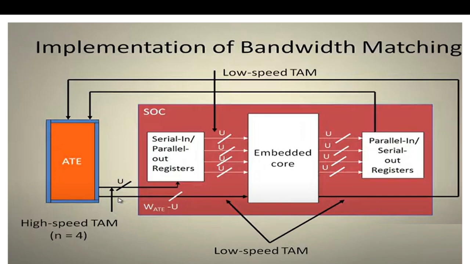So now we said we need a bandwidth matching circuit. So the ATE uses high speed U channels that are coming in serial way. We have to make it parallel out. So we will have multiple outputs, because it's already in high speed, we are converting to low speed and getting multiple outputs. Now we have multiple outputs from the core which are converted into a serial out register, and then this serial out is applied to the ATE.